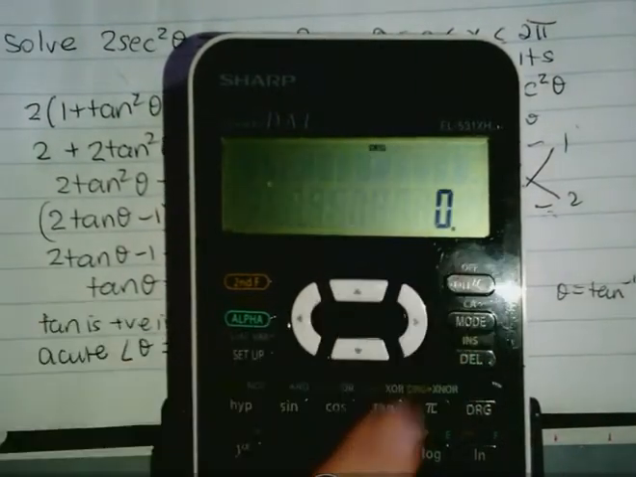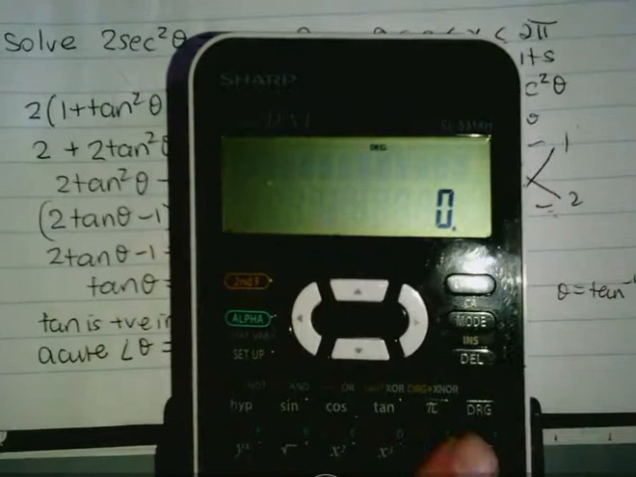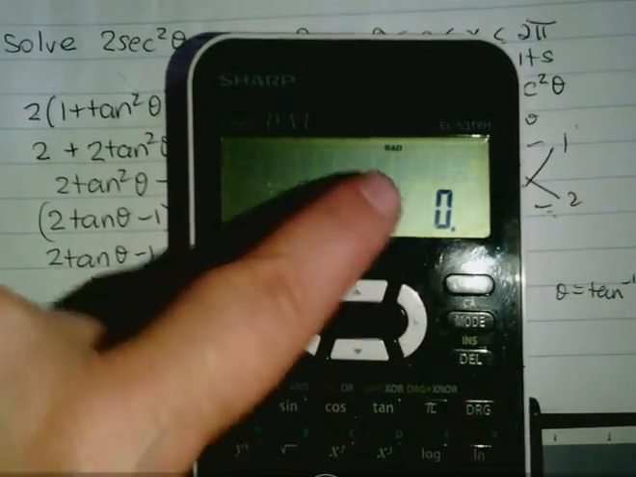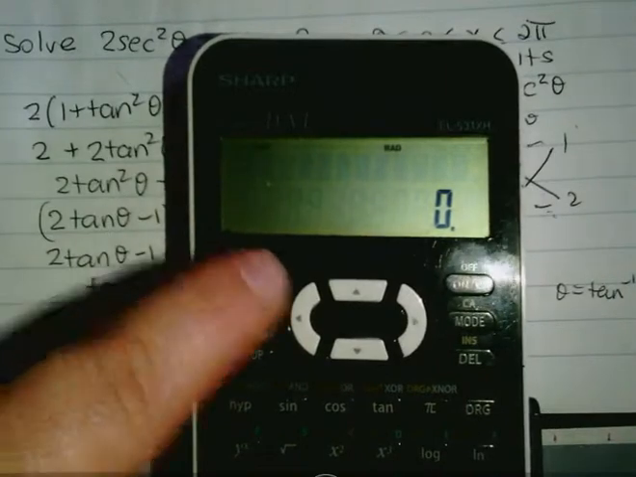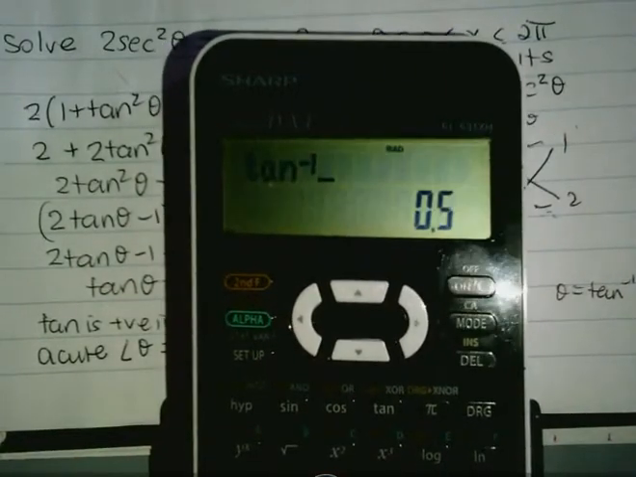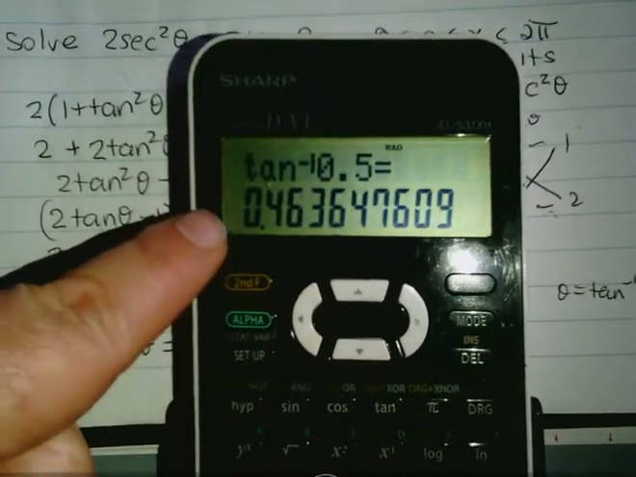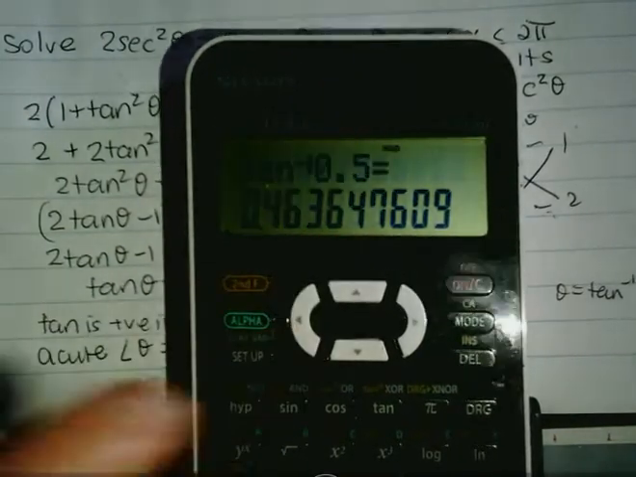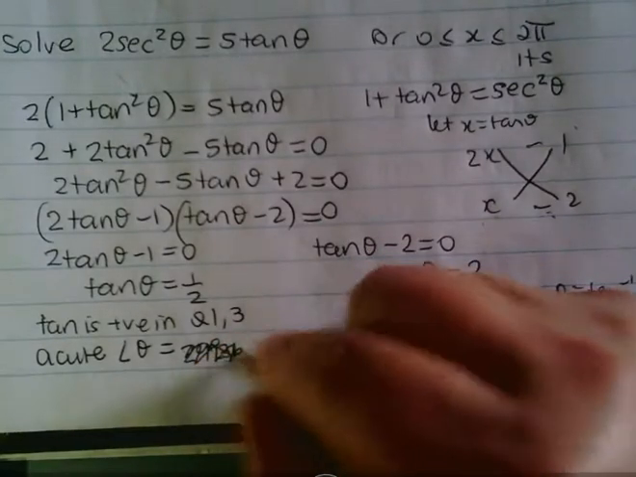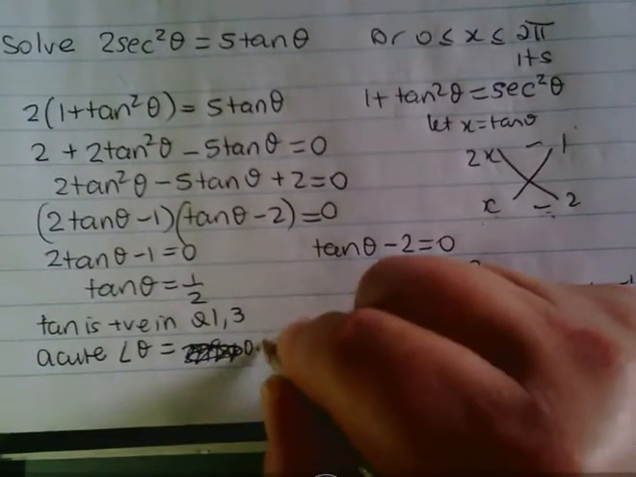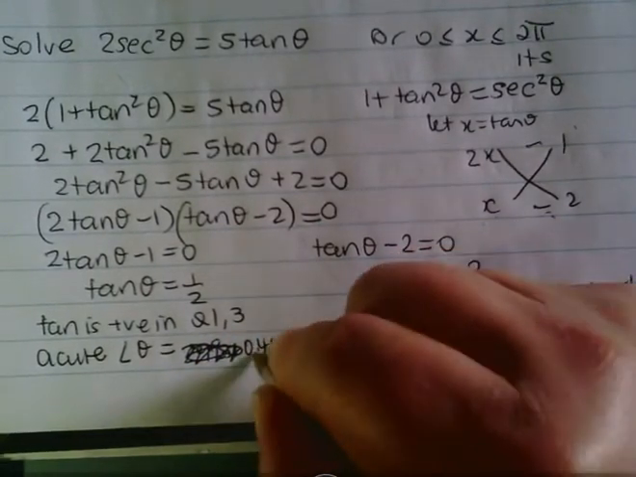I need to go into radians mode, so I press my degrees button until I get radians mode, because remember we're working in radians, and I go shift tan of 1/2, and I get 0.4636. So I'm going to write that down. So my acute angle here is not 29 degrees 36 minutes, it's 0.4636.